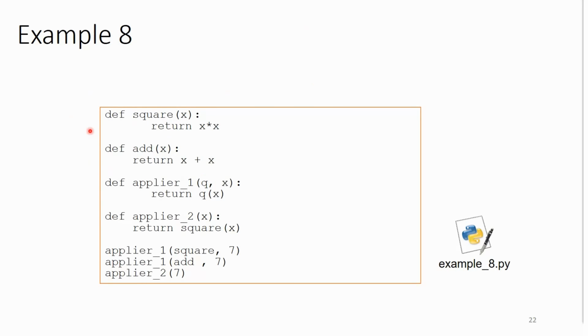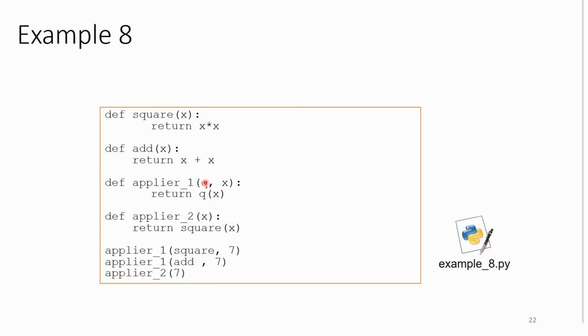For example, here we have a square function that takes x as input and returns x multiplied by x, which is the square of x. And then we have another function, add function. It takes x as input and returns x plus x. Now we have a function called applier 1. It takes q and x as input, and returns q(x).